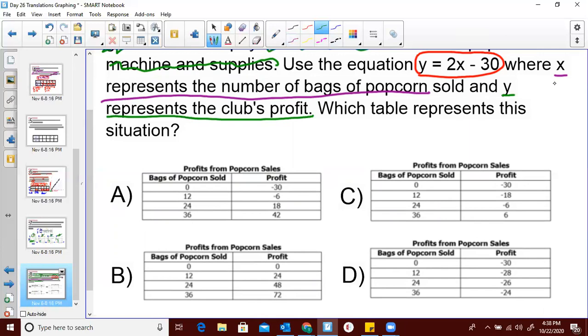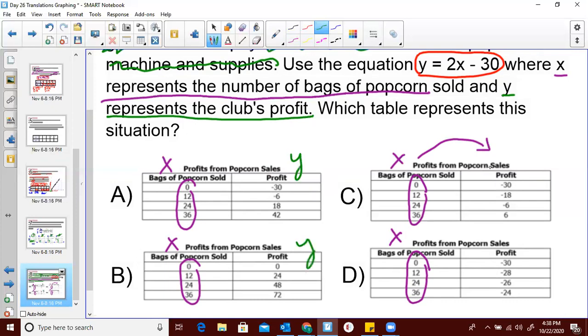All right, so let's look for our x first. x represents the number of bags of popcorn. These are my x values. These values right here are what I'm going to put into Desmos after I plug in my function. I'm going to put all of these values into this function, and they need to yield these values. The reason is because y represents the club's profit, so these are my y values. And this equation is saying that whatever we put in for x is going to give us y.